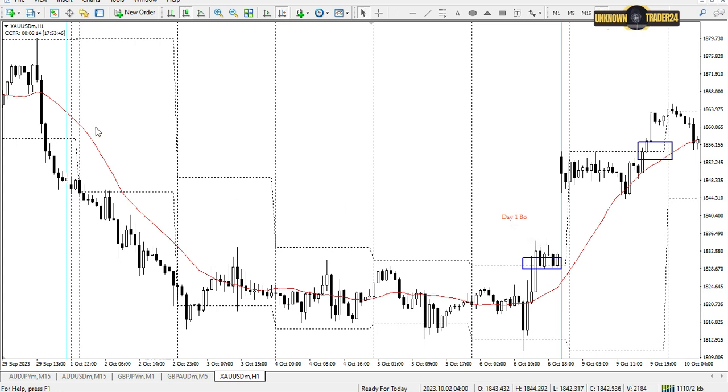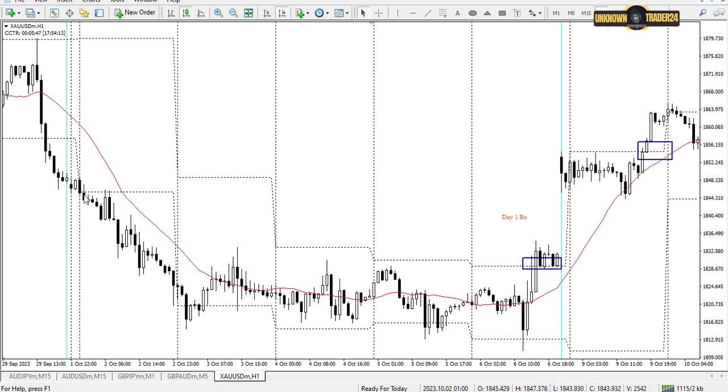So here's the thing. These dotted vertical lines separate the days. In other words, if the blue one separates the week and these dotted black ones separate the days, it will be Monday here, Tuesday here, then Wednesday, Thursday, Friday.